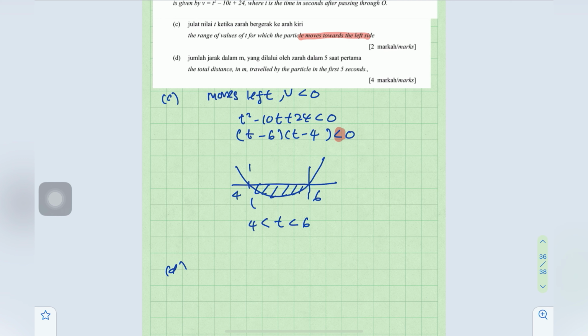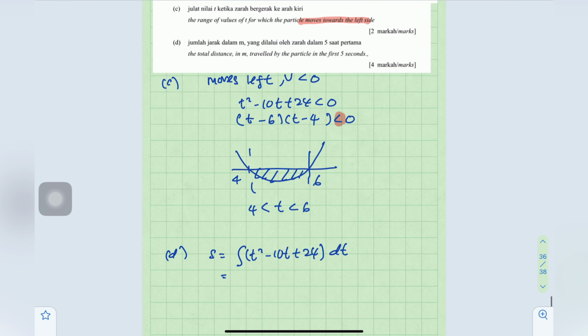Okay, the last one, D, find the total distance in meter traveled by the particle in the first 5 seconds. Okay, to find the total distance, we need to find the displacement first. So, to find displacement S, we integrate V. Integrate T squared minus 10T plus 24 with respect to T. So this one kita dapat T cube over 3 minus 10T squared over 2 plus 24T plus C.